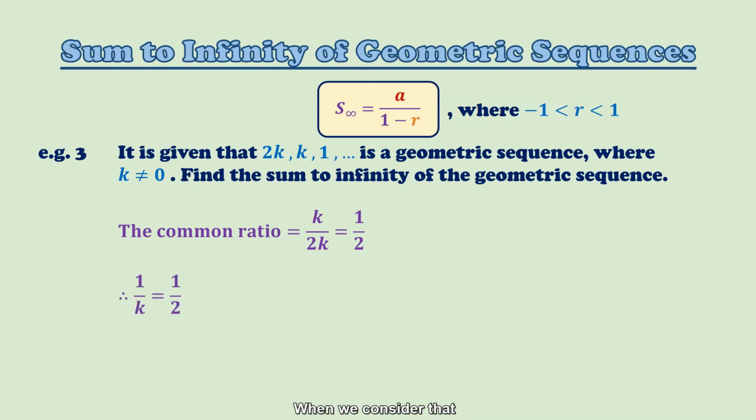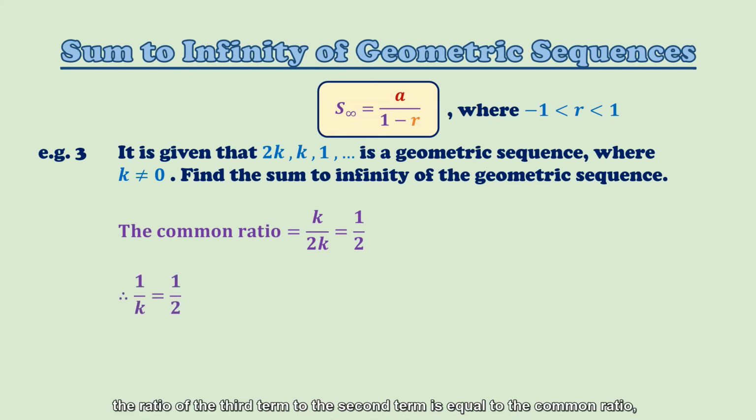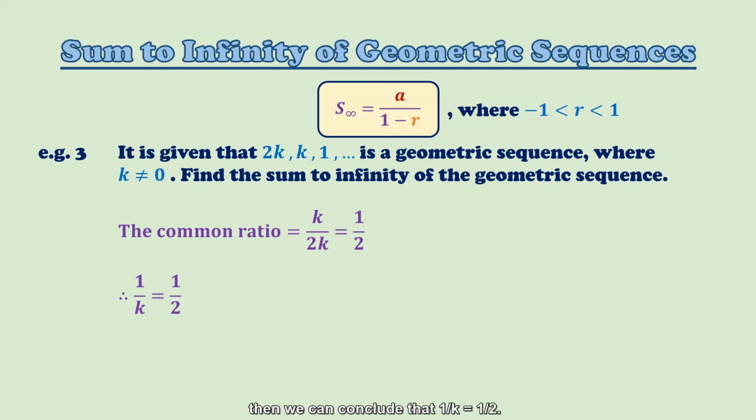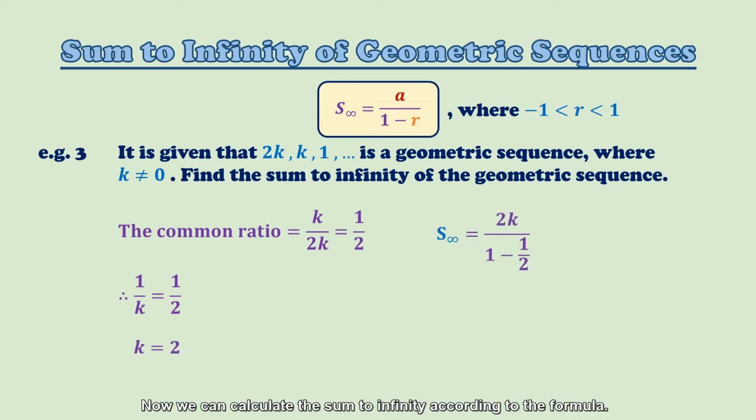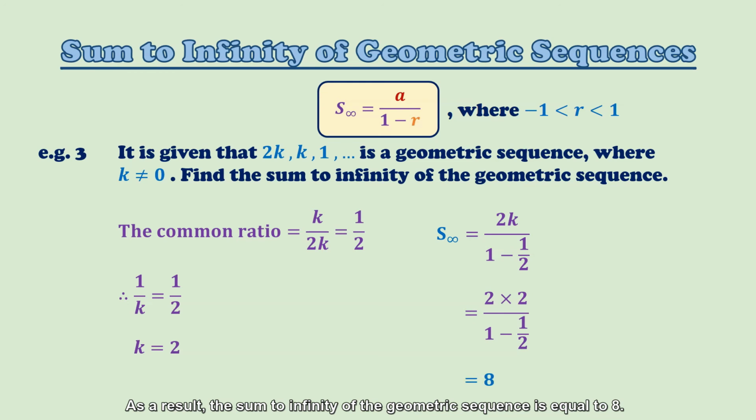That means we need to know the value of k. When we consider that the ratio of the third term to the second term is equal to the common ratio, then we can conclude that 1 over k is equal to half. That means k is equal to 2. Now we can calculate the sum to infinity according to the formula. It is equal to the first term 2k over 1 minus the common ratio, which is 1 over 2. As a result, the sum to infinity of the geometric sequence is equal to 8.